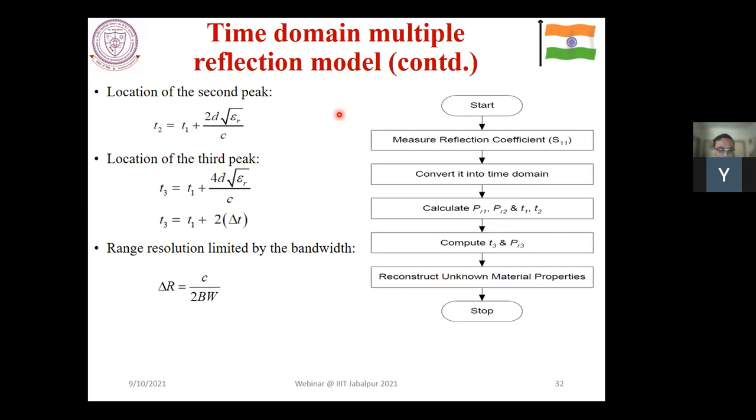So the second peak appears at the time that you can see over here. This T1 is the occurrence of the first peak. One can show that if the medium is non-magnetic in nature, you can find it over here. So basically you have to convert it into the time domain, and in the time domain compute the values, the powers and the occurrence times, and from that compute the peak timing as well as PR3, that is the power which is received.